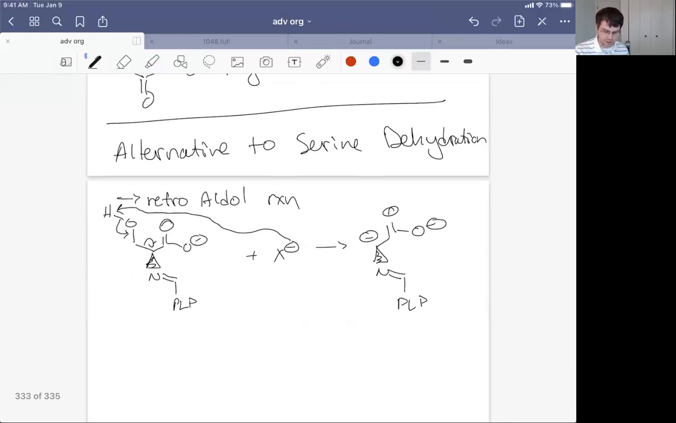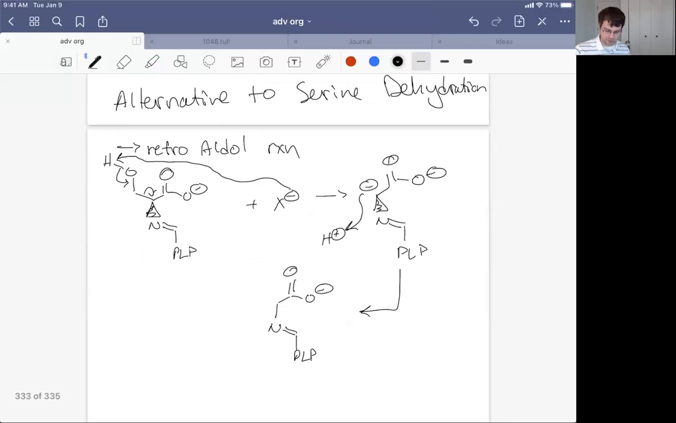I guess that's no longer chiral, but at this point now, we can pick up H plus, and we call this the glycine adduct with PLP.